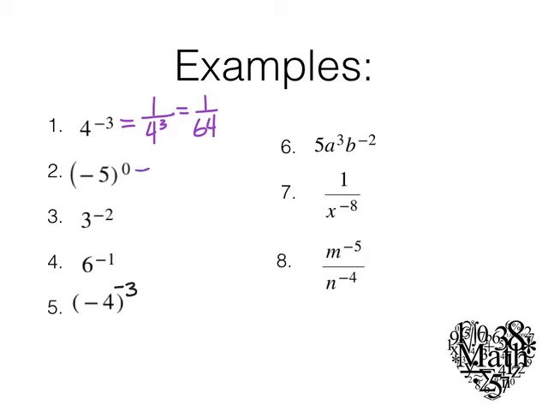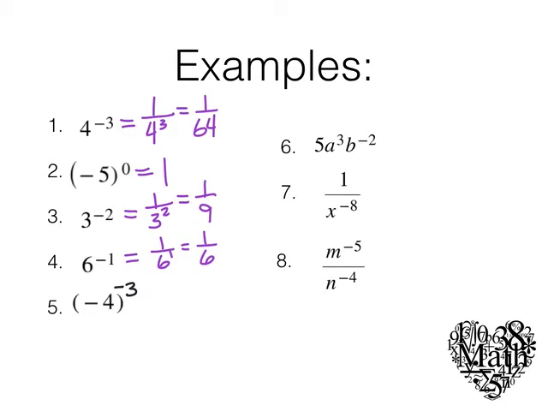Negative 5 to the 0 power. Well, it doesn't matter what the base is, that's 1. 3 to the negative 2, so that's 1 over 3 to the positive 2, or 1/9. 6 to the negative 1, 1 over 6 to the positive 1, which is just 1/6.